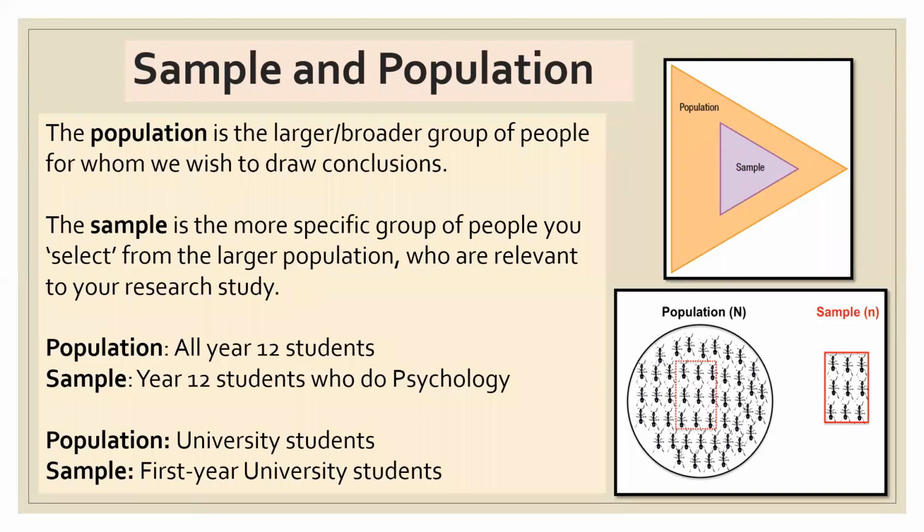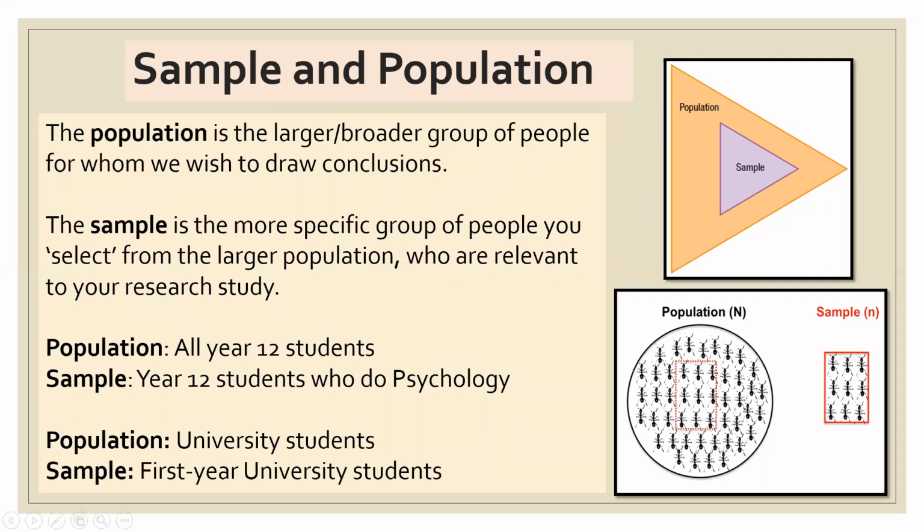Now, when we talk about the sample, we talk about it as being within the population, or a subset of the population. If you look at these two diagrams here, the population is the big orange triangle and the sample is situated within the population. So we don't just take samples out of nowhere, we take samples from a population. There's always a bigger population from which we are drawing the sample.